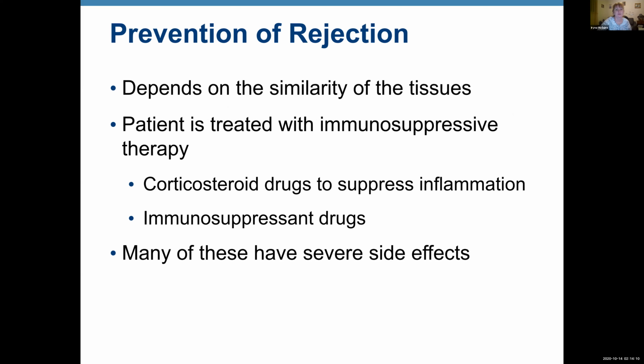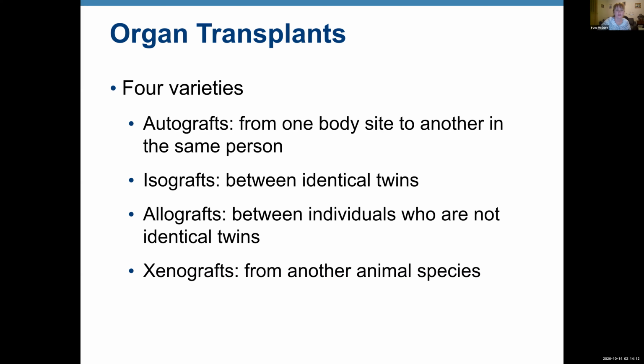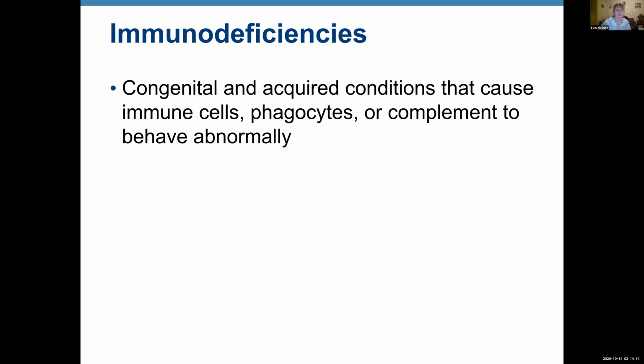Okay, so that was the organ transplants. Now, immunodeficiencies. Immunodeficiencies are congenital and acquired conditions that cause immune cells, phagocytes, or complement to behave abnormally. So every time those cells behave abnormally, we call it an immunodeficiency.